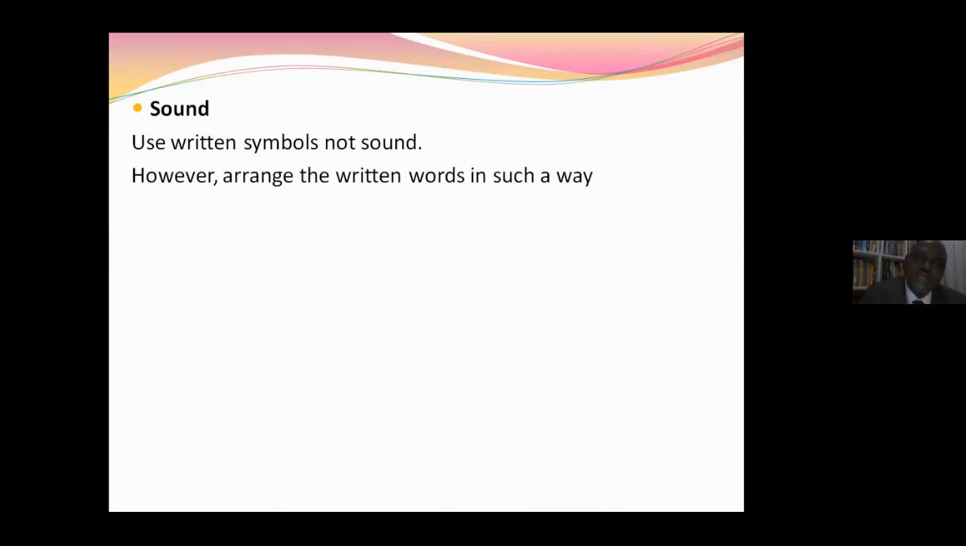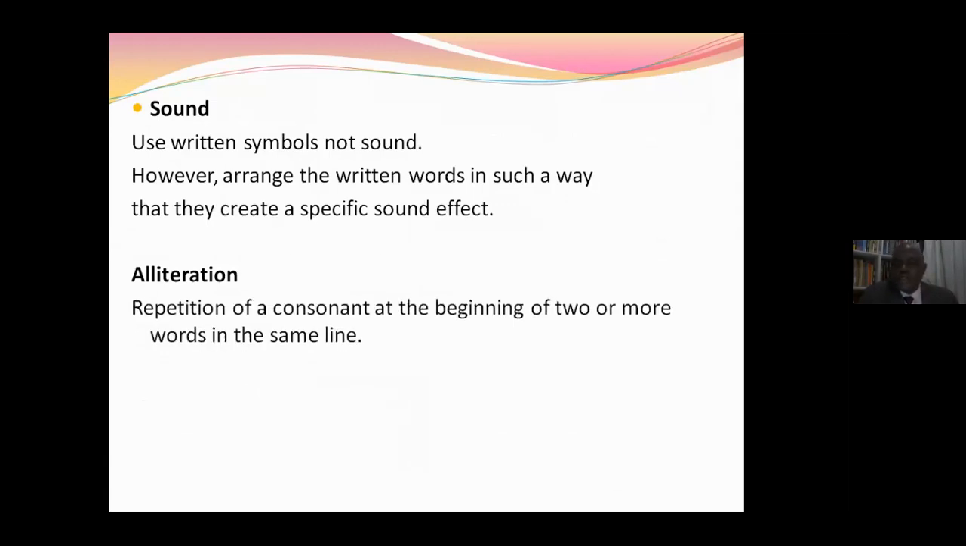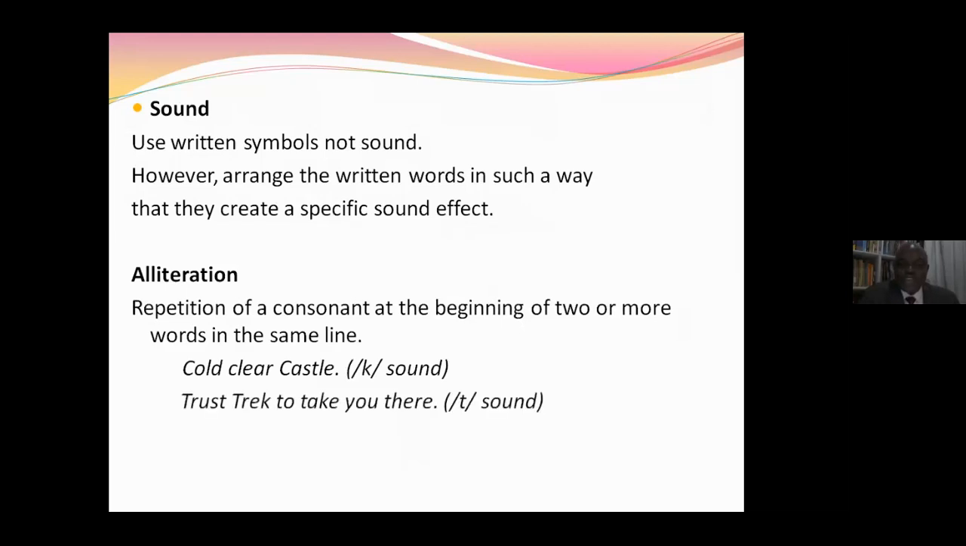Sound, the use of sound in order to enhance the picture in the mind of the reader. We use written symbols, not sound. However, we arrange the written words in such a way that they create a specific sound effect. Alliteration, the repetition of consonants at the beginning of two or more words in the same line. God clear castle, the sound ka. Trust track to take you there, the sound ta.